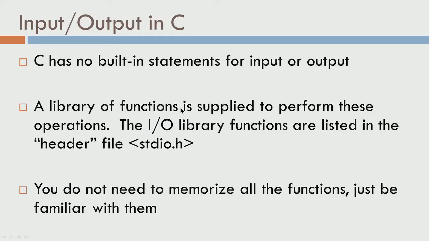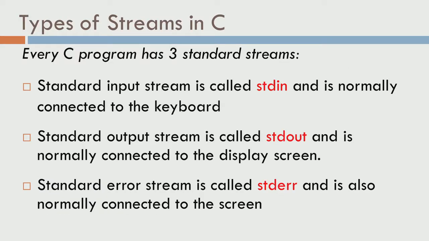So, C basically has no direct support for input and output. Instead, it is supplied through a library, and we have seen this so far. The header file that we have been including called stdio.h is essentially that. It has several functions that will enable you to do input and output. You do not have to really remember all of them, but it is good to know that all the functions that you need for input and output are in this header called stdio.h.